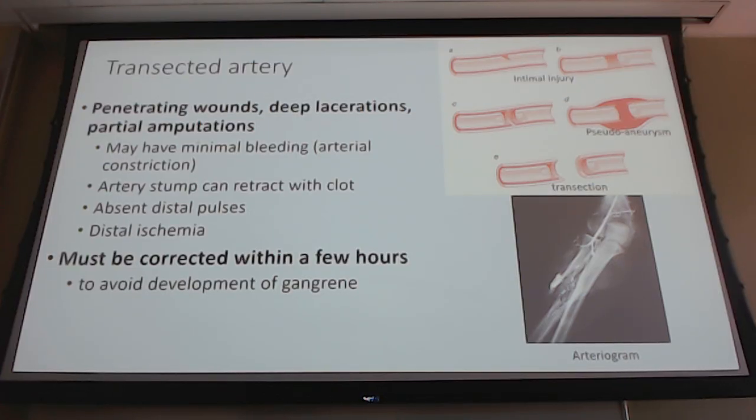Okay, so it may spasm down, which is why after you put direct pressure on something, you don't take the dressing away to peek. You just keep putting more pressure on it until you're in an area that you can actually fix it. Okay, so our blood vessels like to clot off, they like to contract. But you will have absent distal pulses. Okay? You will have distal ischemia. This must be corrected within a few hours or the distal part will die. Okay?